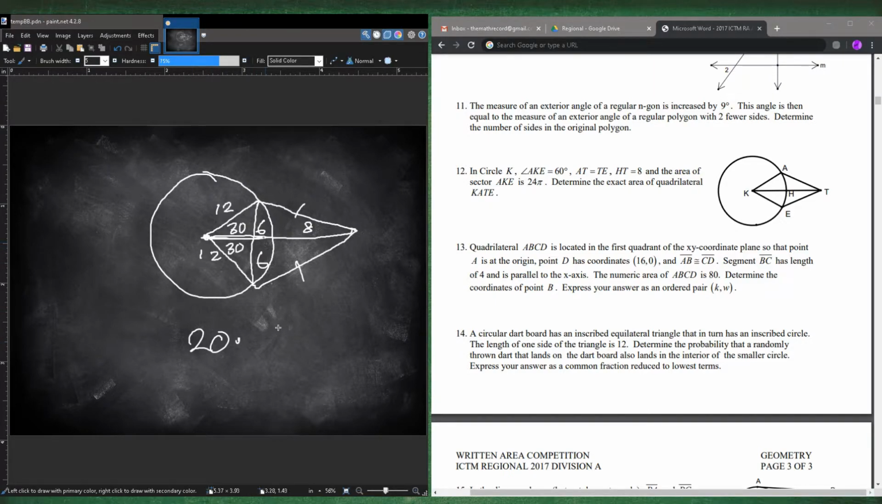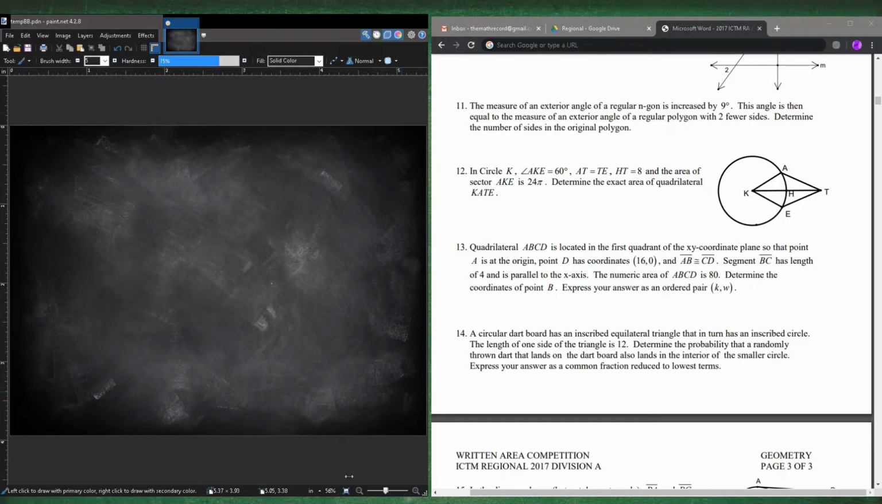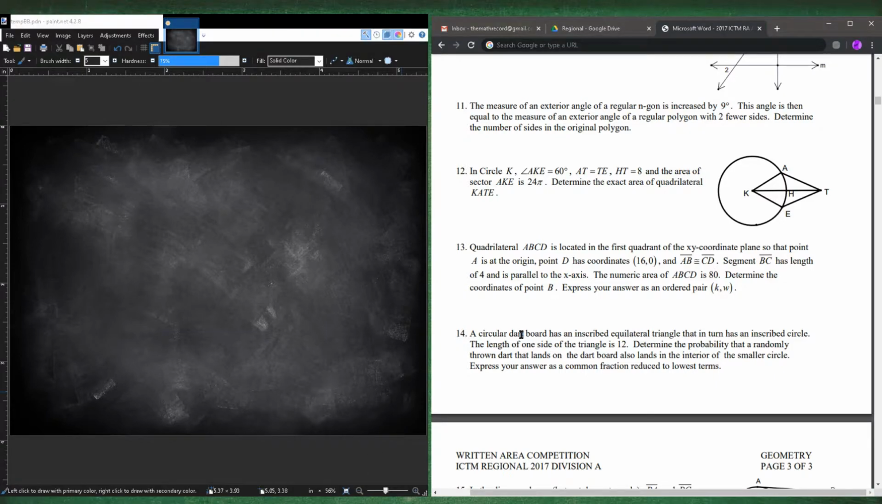And the height is just that 6 plus the 6, which is 12. And then divide by 2, that will get us the answer. So 12 divided by 2 is 6. 6 times 20 is 120. So our area for this entire thing is 120. Basically just that simple, which is number 12. 12 is 120.